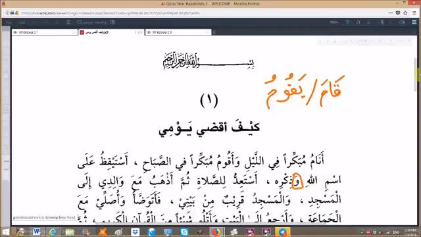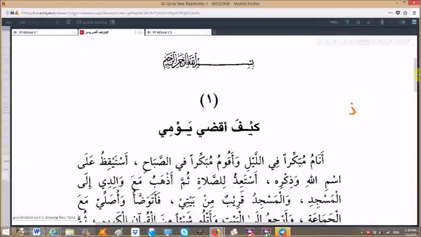Wa is a harf atf, meaning a connecting word, right? A word that just connects it to the previous word or phrase. So dhikr here is with a kasra, it's majroor after ala because it's connected due to the wa. So astayqidu ala ismillahi wa ala dhikrihi, and upon his remembrance. But we're not going to say ala again because the wa takes the need of that away from us.